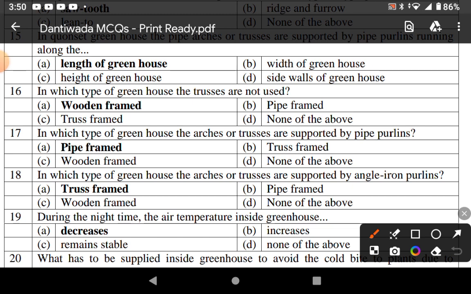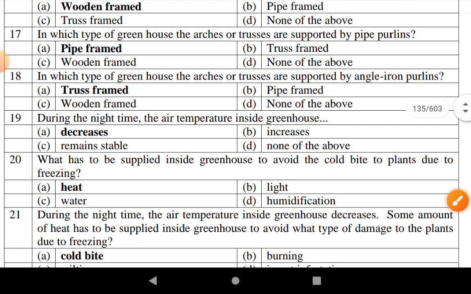Which type of greenhouse trusses are not used in wooden frame? In which type of greenhouse arc or trusses supported by pipe purlins? It is pipe frame greenhouse. In which type of greenhouse arc or trusses are supported by angle iron purlins? It is truss frame greenhouse.